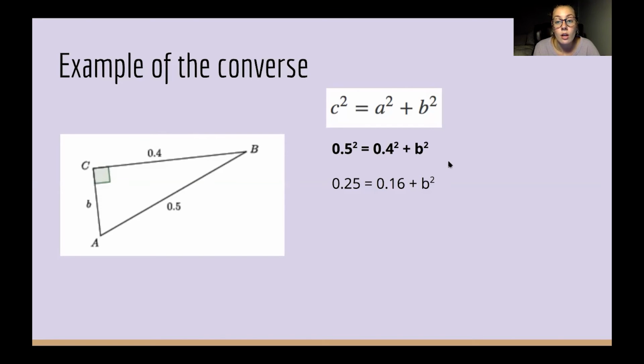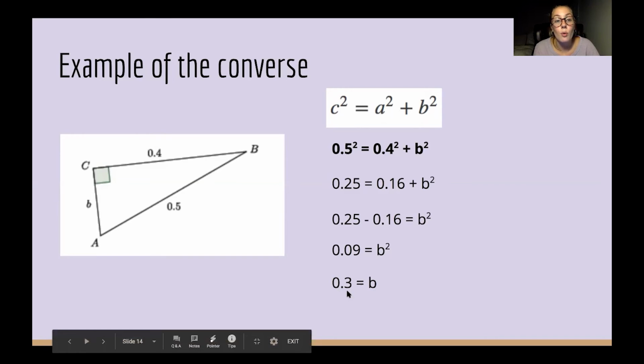Well, what now? We want to get b all by itself because that's what we're trying to figure out. So we are going to subtract our 0.16 from this side and subtract it from this side to get b all by itself, which then gives us 0.09 equals b squared. And we're not done yet because we still have a square. That means we need to find the square root. So the square root of 0.09 is going to be 0.3. Therefore, our b, one of our legs, is going to be 0.3.